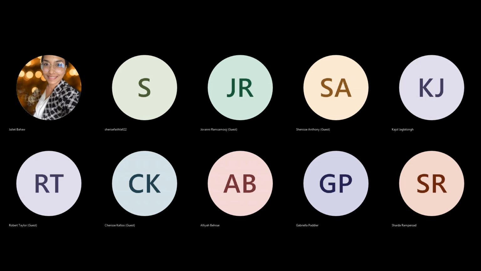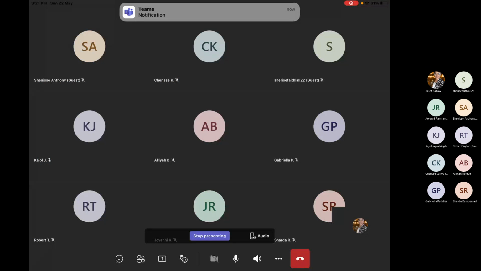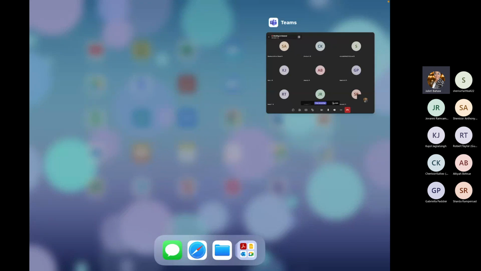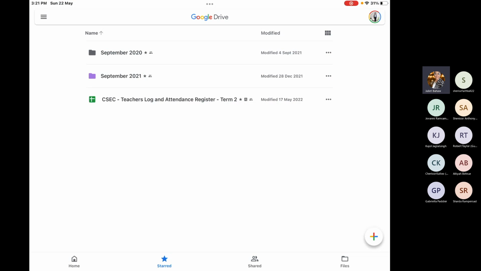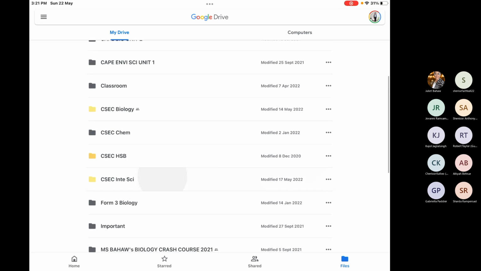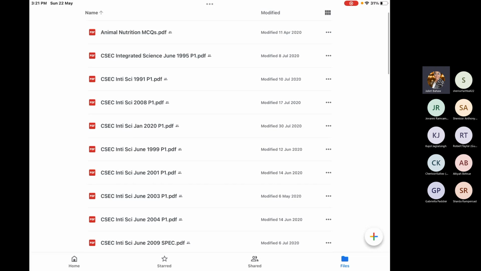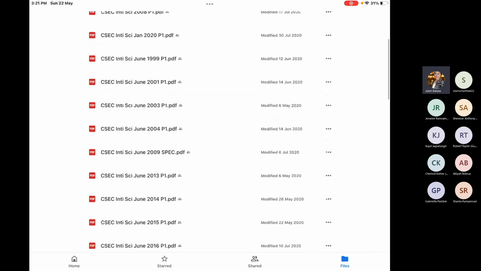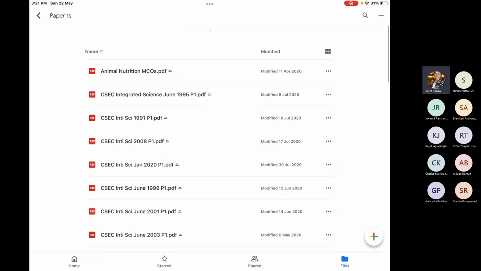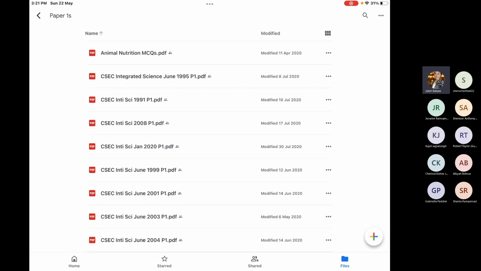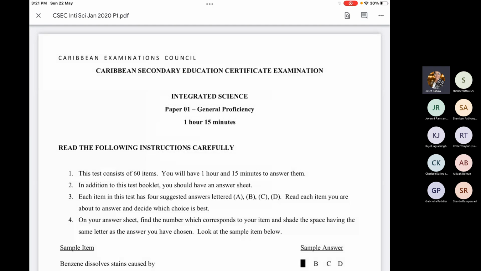I will post it. I am going to delve into the Google Drive. Any questions? Right, so when you go into the drive, you're going into the paper ones now. And you're going to do the recent paper. The most recent one that I have here is the 2020 Jan. Right, you will see Jan 2020 paper 1.